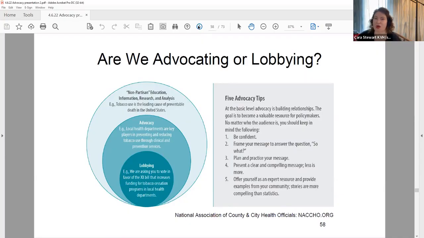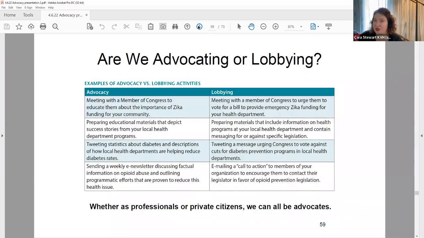And this handout, I know we sent out some other stuff to make sure you can tell the difference. And this is probably what everybody really wanted to talk about. We can go to the next one though. These are great examples, but the most important line there is whether as professionals or private citizens, we can all be advocates. And a lot of this is just internal and deciding where that line is for you and your job. But you should always do both.